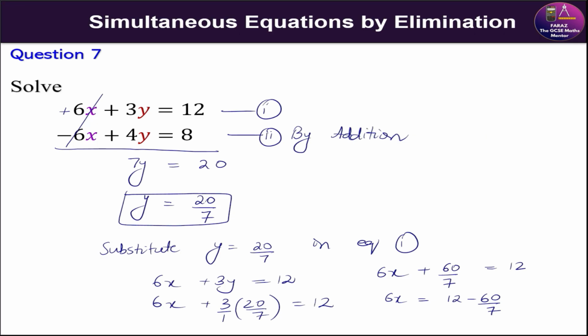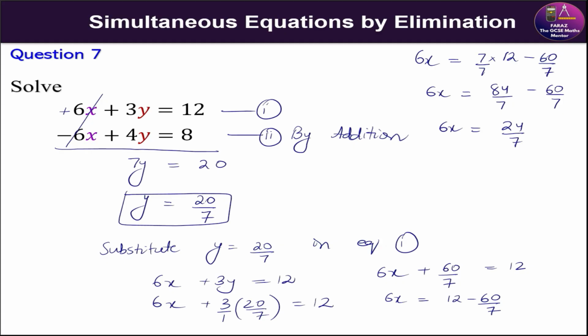Right, now we have to make the denominator the same. Let's do this step here. So 6x equals, you have to multiply 7 over 7 with 12 and minus 60 over 7. So it will give you 12 times 7, that would give you 84 over 7 minus 60 over 7. And then we can simply do 84 minus 60, that must be 24.